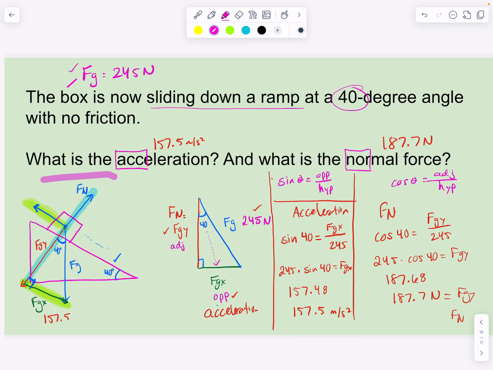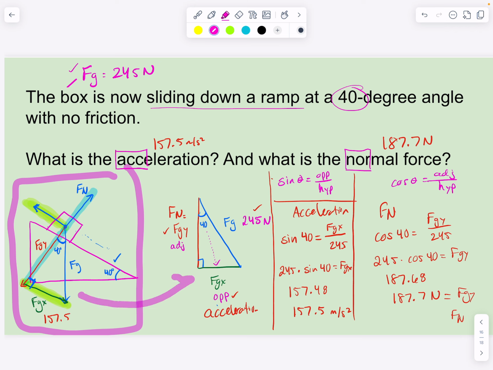So the process itself is not super complicated as long as you can take a look at this picture here. And if you can extract that triangle and get it separate so you can see what your component parts are, it might help you understand how those things work together a little bit better.